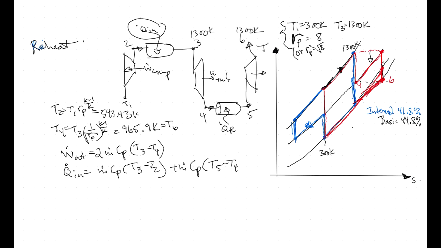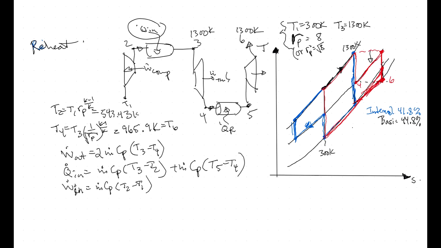Now, T5 is equal to T3, but T4 is not necessarily equal to T2. Actually, we know it isn't. T4 is 965, T2 is 543. So T2 and T4 are different. And then the power in to the compressor is just the same as before. So M dot CP, there's a single compressor, T2 minus T1.